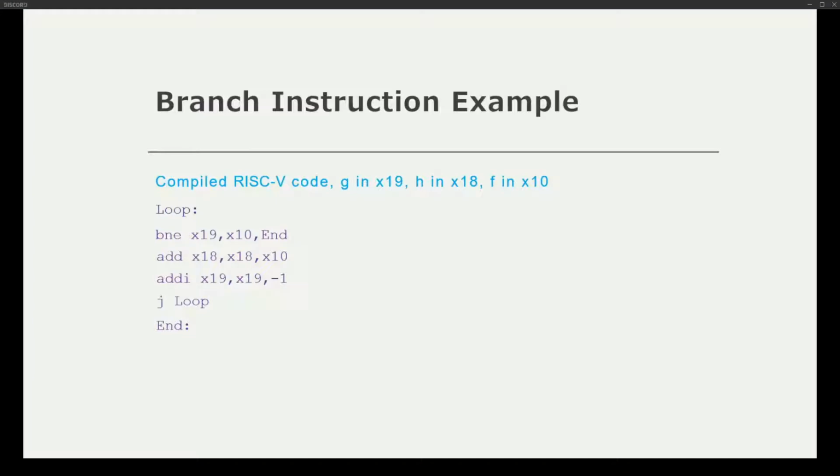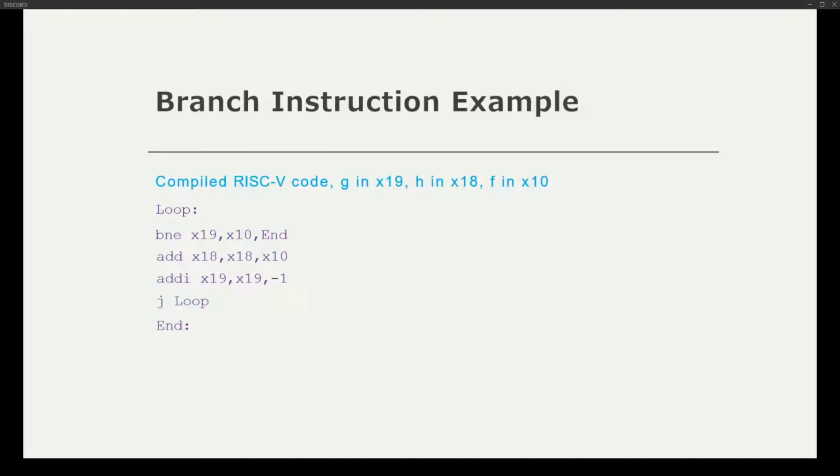Right here, we're going to test if register 19 and 10 are equal to each other. If they are, then we're going to go to end all the way down at the bottom. If they're not, we just continue the cycle. Then we're going to add x10 and x18 back into x18, and then we're going to decrement x19 by 1. After we do that, we go to this J loop.